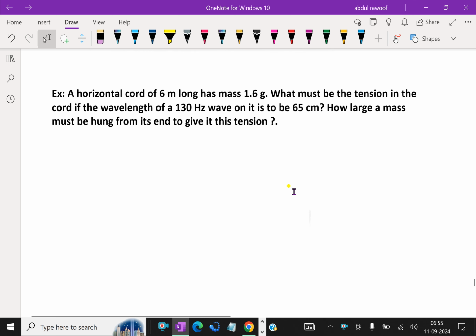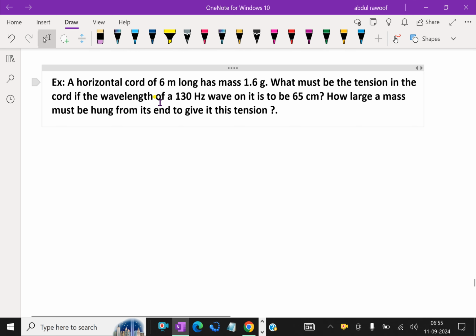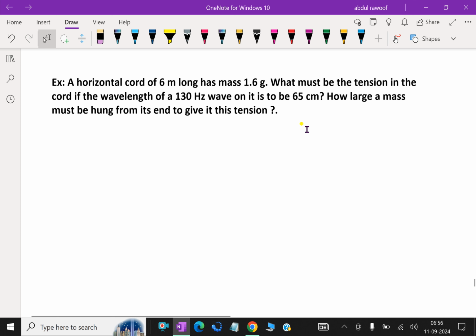Look at these examples. A horizontal cord of 6 meter long has mass 1.6 gram. What must be the tension in the cord if the wavelength of a 130 hertz wave on it is to be 65 centimeter? How long a mass must be hung from its end to give this tension? Look at here. Here the given things first.